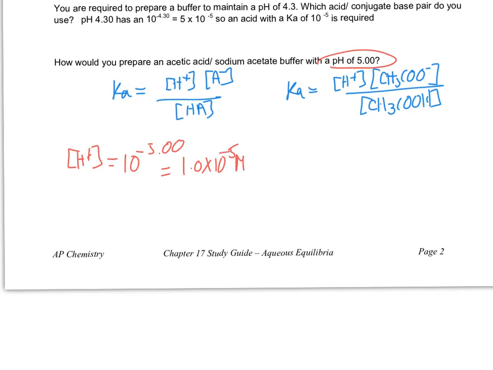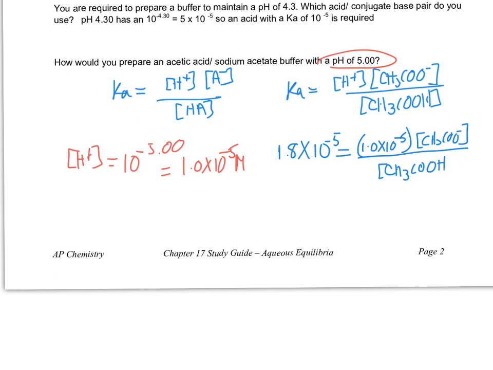So I know my Ka value, so I'm going to go ahead and plug that in: 1.8 times 10 to the negative fifth. And I also know my H plus concentration. I want it to be 1.0 times 10 to the negative fifth. And my acetate ion concentration goes here, my acetic acid concentration goes there. If you were to move this value to the other side, it would go in the denominator, right?